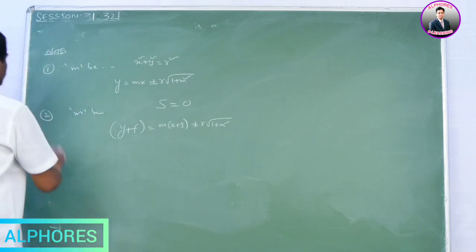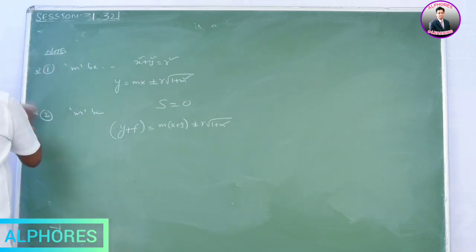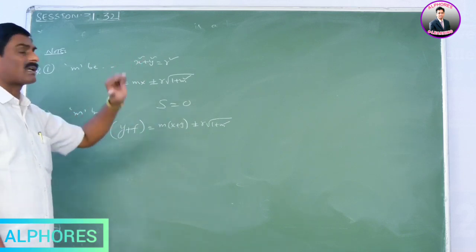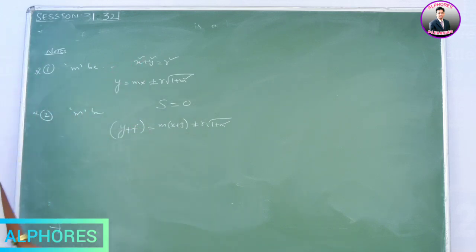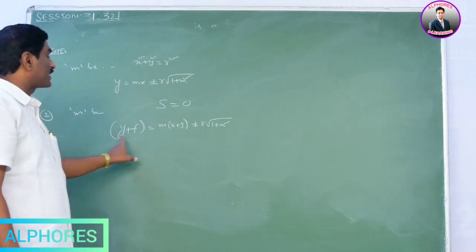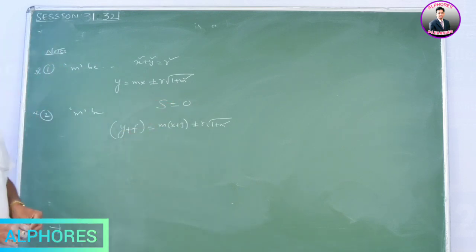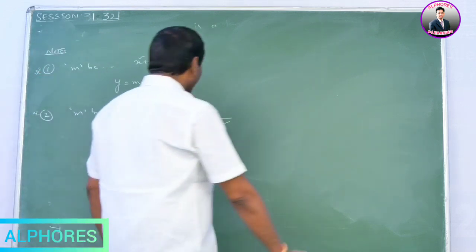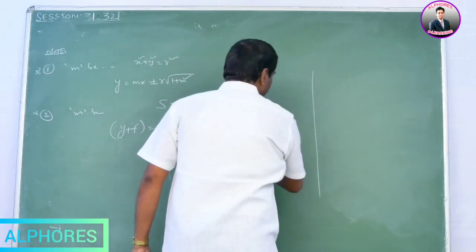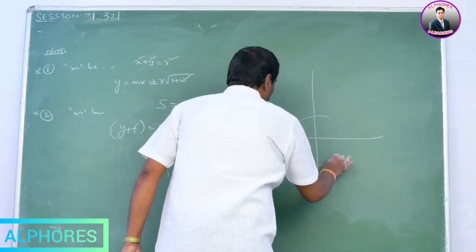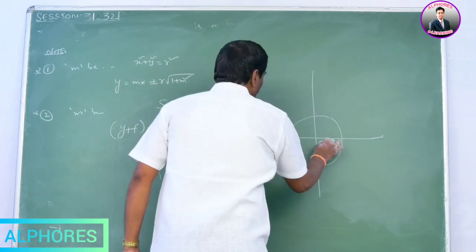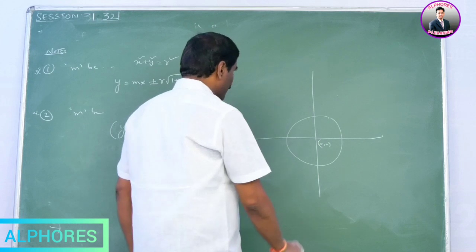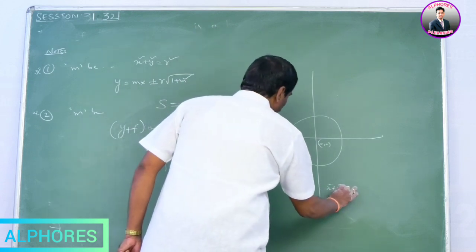Very, very important. If the slope of the tangent is given, then the equation of the tangent to the first circle is y is equal to mx plus or minus r into root over 1 plus m square. For the circle S is equal to 0, y plus f is equal to m into x plus g plus or minus r into root over 1 plus m square. Please observe this point. In the first circle, the center of the circle is 0, 0. Radius is r. Equation of this circle is x square plus y square is equal to r square.